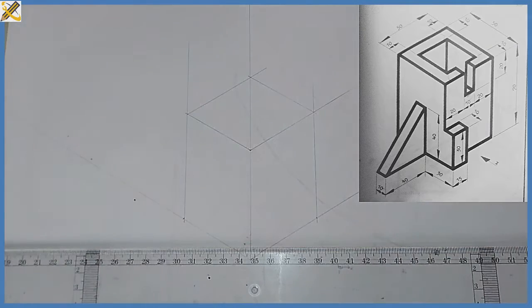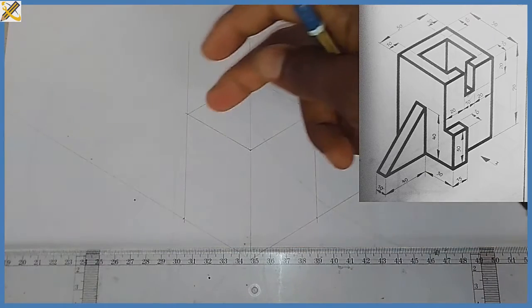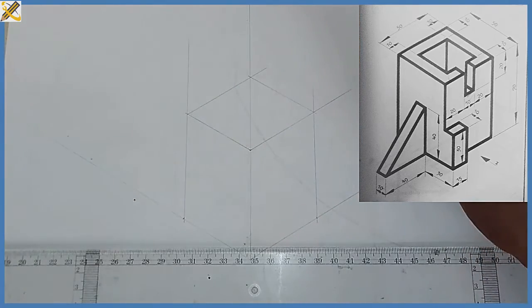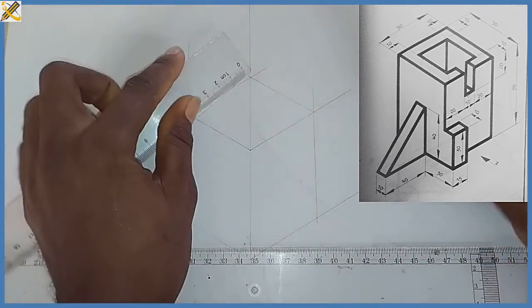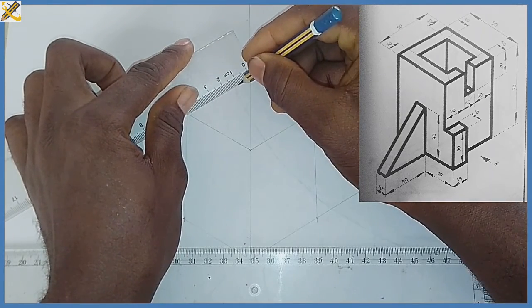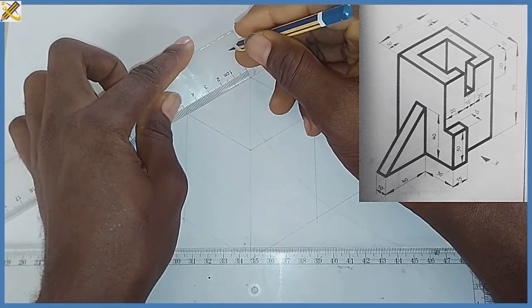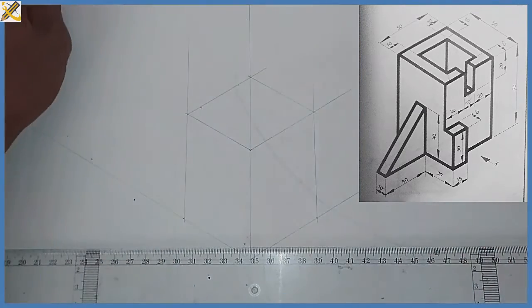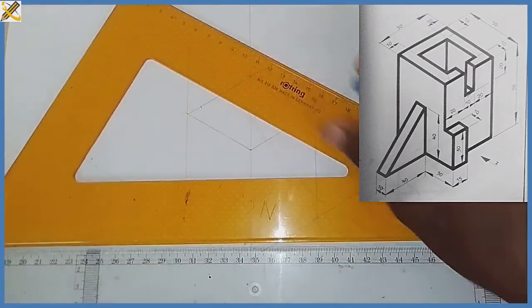All right, so what is the next procedure now? Okay, let's start from the top right here. So we have a web, which is a hole right here at the top, and if you see, the dimension from the edges is 10 mm, 10 mm. So mark of 10 right here. From here, mark of 10. All right, so I'm going to project those marks.